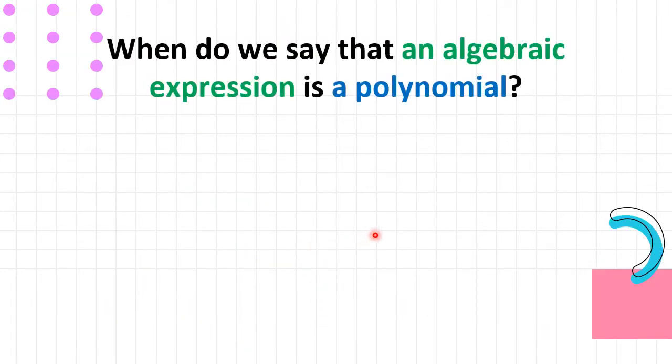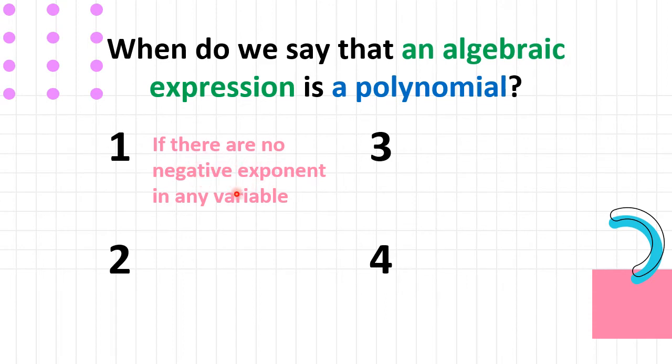So, here are the tips na kailangan nating tandaan so that we can say that an algebraic expression is a polynomial. Meron tayong 4. The first one, if there are no negative exponents in any variable. So, observe natin yung ating exponent. Kailangan no negative exponent. So, that means the exponent should be positive. Ano po? Kailangan dito positive exponent.